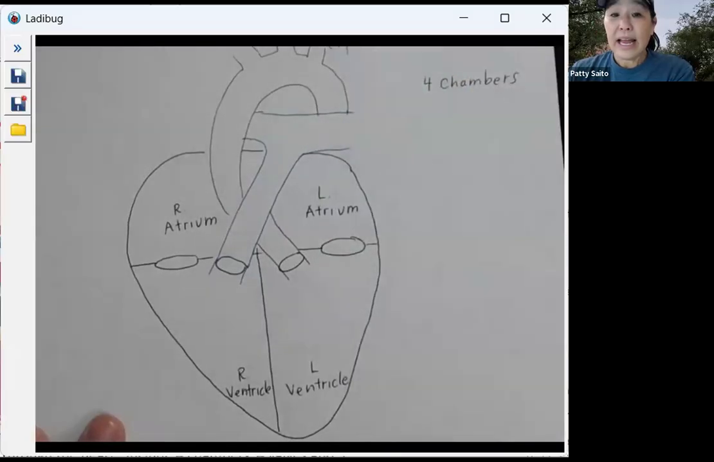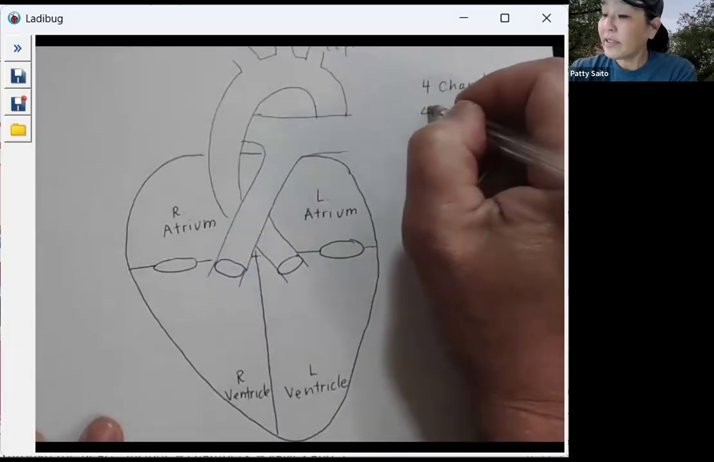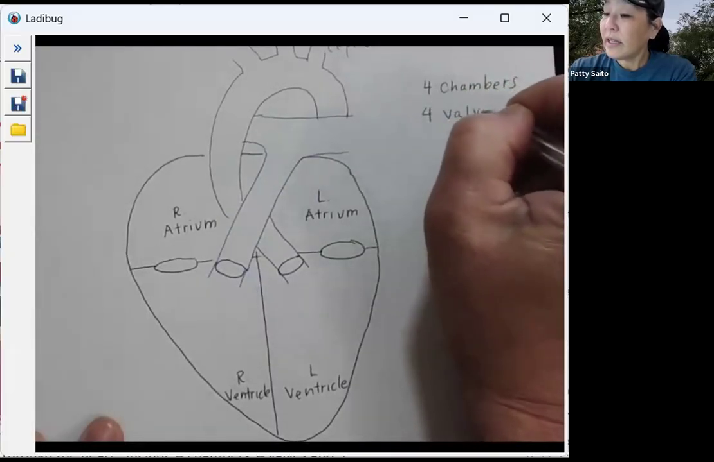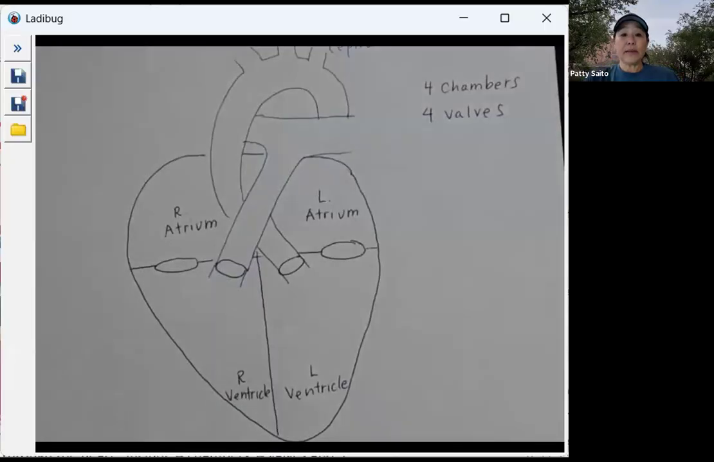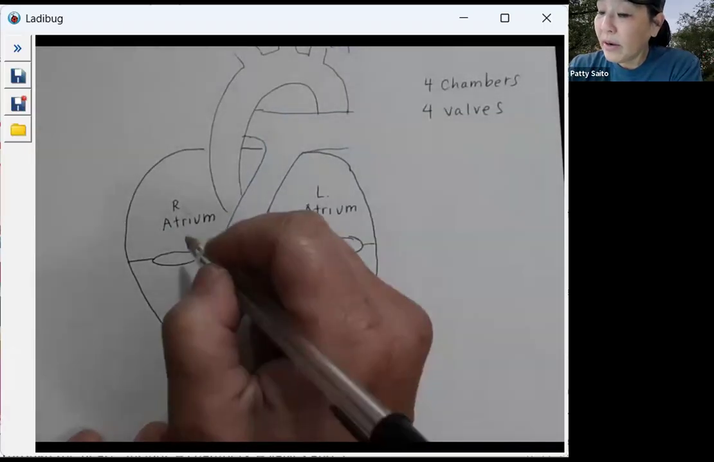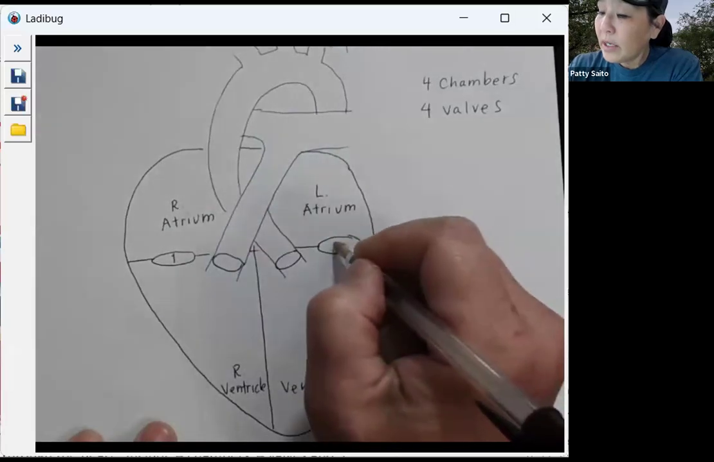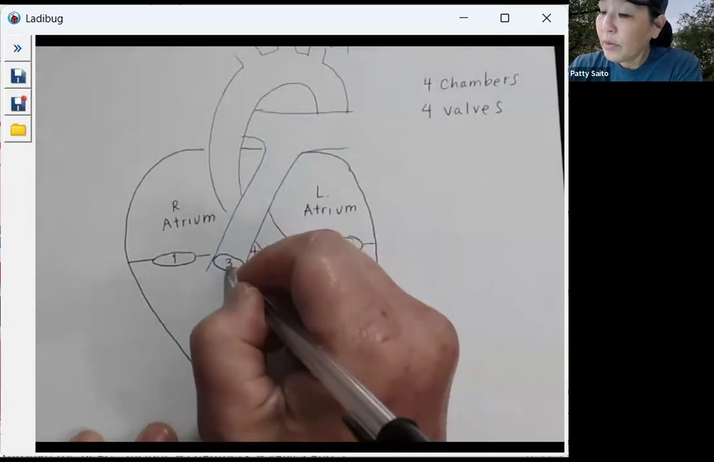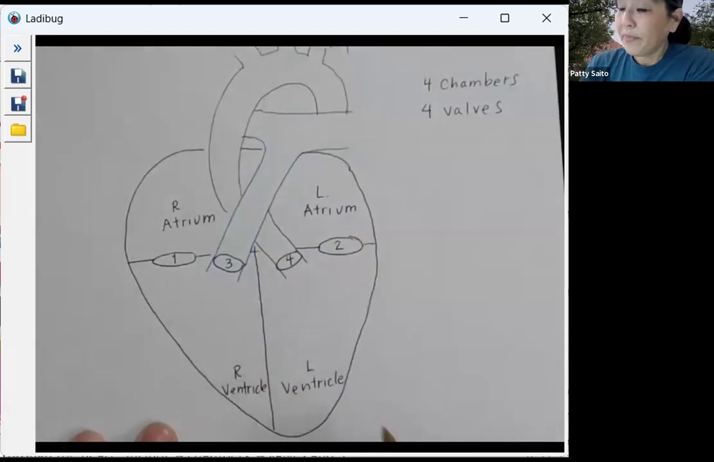And now the valves, four valves. Valves are important to keep blood flowing in one direction. We don't want blood to go backwards. Okay. There are four, and maybe I'll list them here. One, two, three, four. Okay.